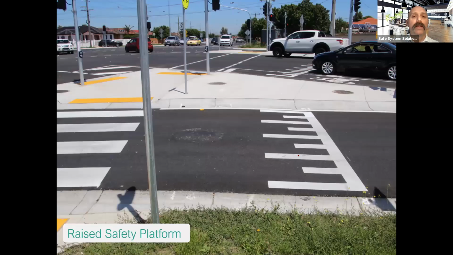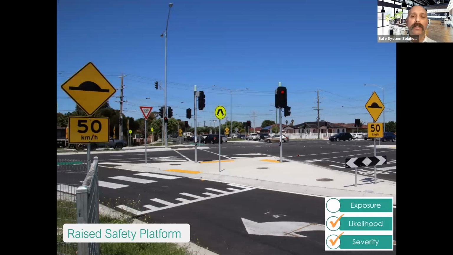But you might think, well, is that only for these sort of local or lower volume environments? I'd just like to show you this one, which is a road with 52,000 vehicles a day, a bus route, crossing a road with about 25,000 vehicles a day, at a raised intersection.